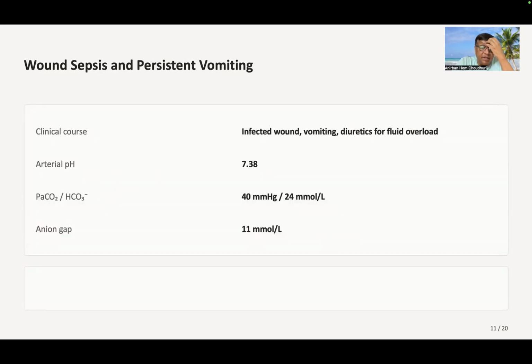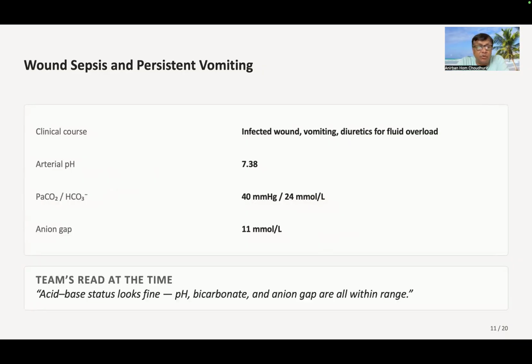Again, the next day, the patient had wound sepsis and persistent vomiting. So the clinical course was of an infected wound, vomiting, and diuretics being administered for fluid overload. The arterial pH was 7.38, PaCO2 was 40, and bicarbonate was 24. The anion gap was 11 millimoles.